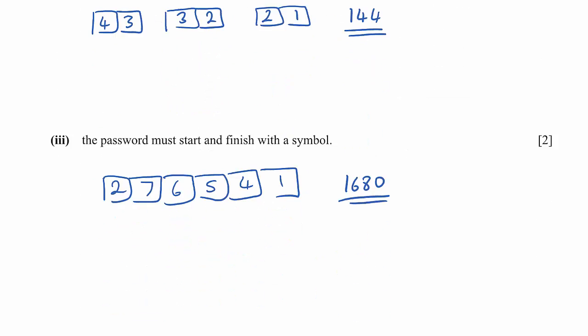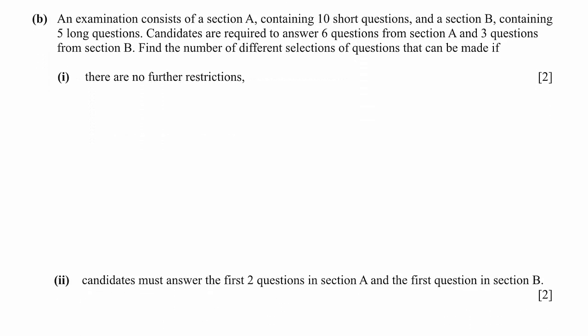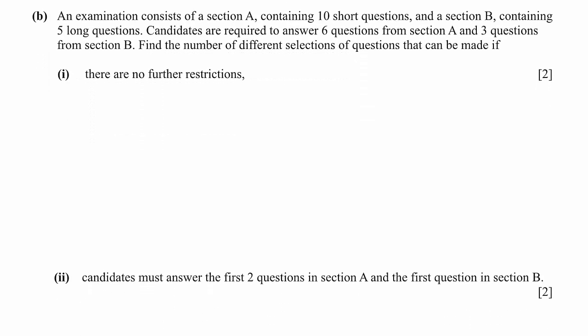Okay, continuing on, there's a second part to this question. An examination consists of a section A containing 10 short questions, section B containing 5 long questions. Candidates are required to answer 6 questions from section A and 3 questions from section B. Find the number of different selections of questions that can be made if there's no further restrictions.